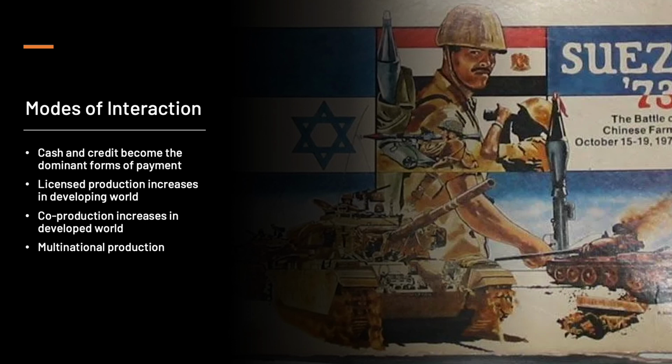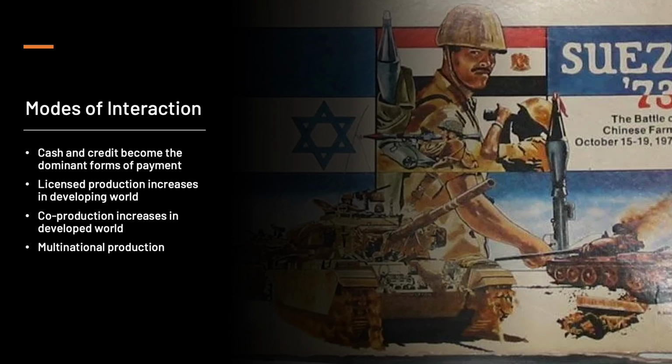And again, this is going back to the fact that countries are beginning to recover from World War II. Now they're beginning to produce their own goods. They're beginning to become economically self-sufficient again, which means that they have cash to spend, and they're going to spend it on arms. We also see that license production increases in the developing world.